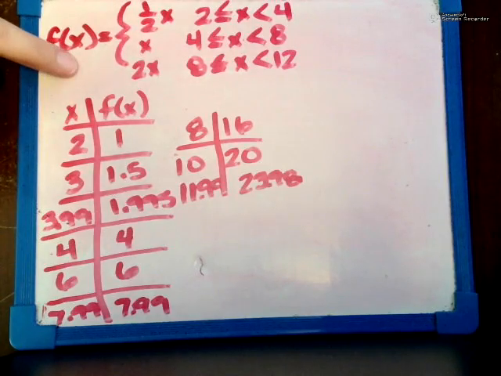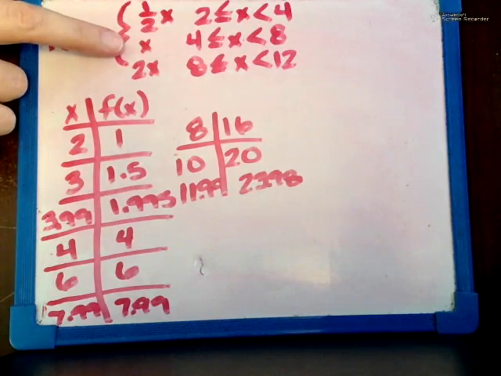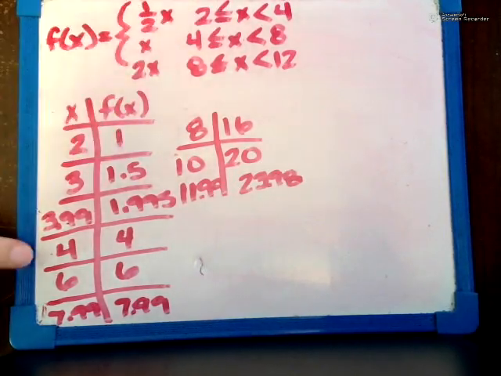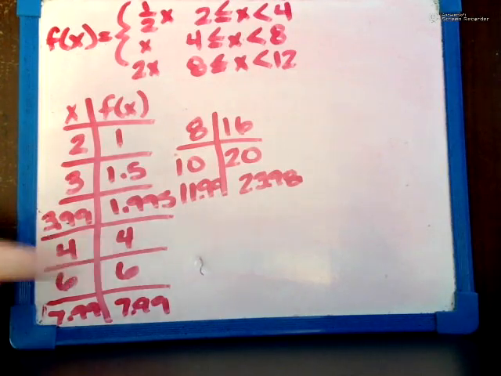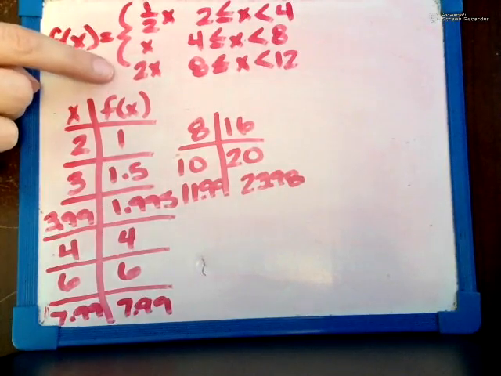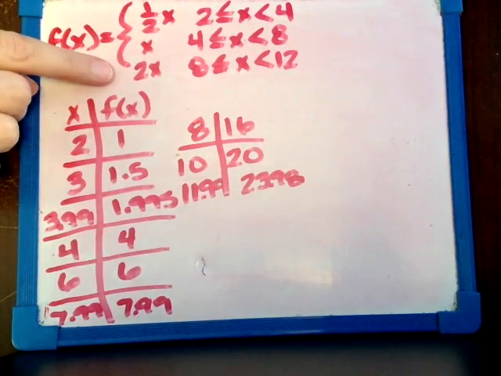For the next one, f of x is just x, if x is greater than or equal to 4 and less than 8. So it will include 4, 6, and it has to stop at 8, so 7.99. And x is just equal to it, so all these numbers are the same. That's all correct.